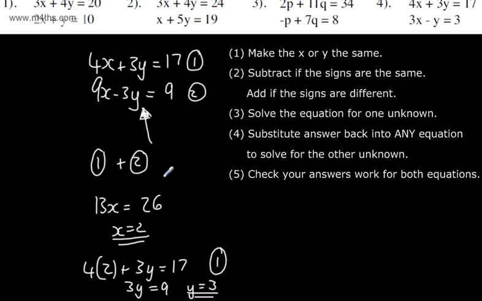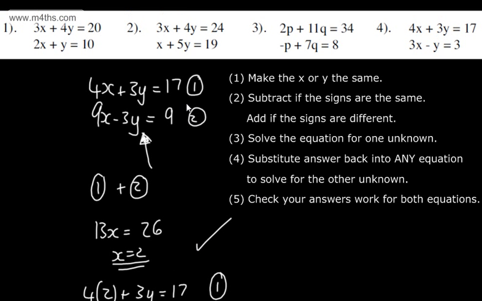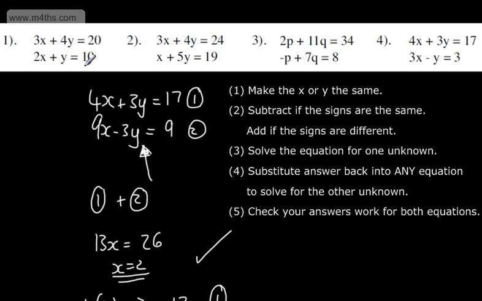Does that work for the second one? Well, 9 times 2 is going to give me 18. 3 times 3 is 9. 18 minus 9 is 9. So yes, they are correct. So in these particular cases, I've simply changed one of the equations to match the other. That certainly won't always be the case.